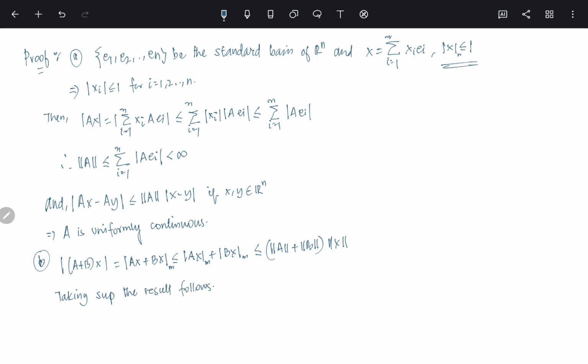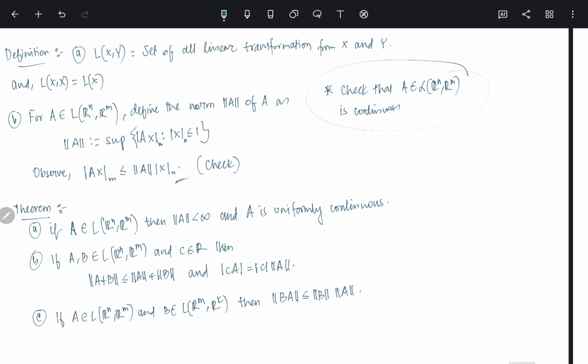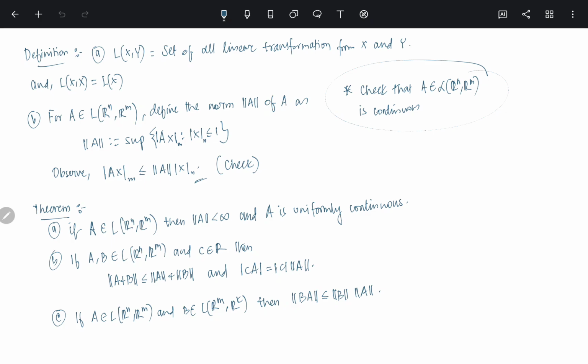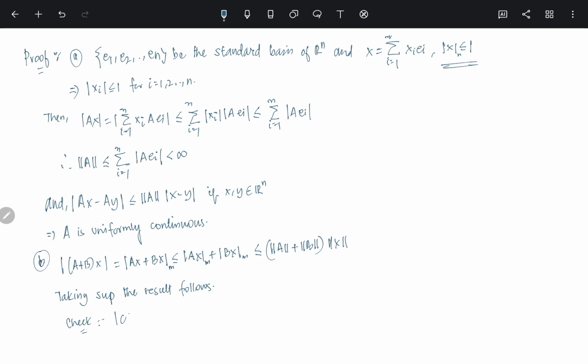And for the other part, please check the property that the norm of cA equals the absolute value of c times the norm of A. I want you to check this part. This is done in exactly the same way. If you want to look at the norm of cA, you start with cA acting at an element x, and then you proceed accordingly. You use the triangle inequality or whatever appropriate inequality is there, and you can actually get it.